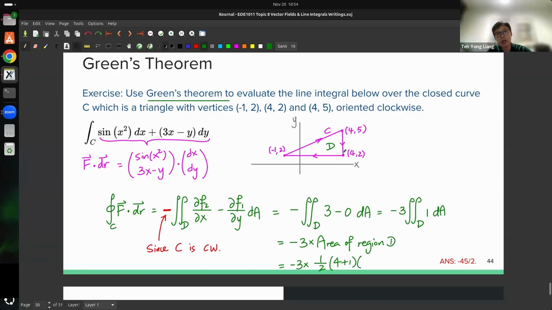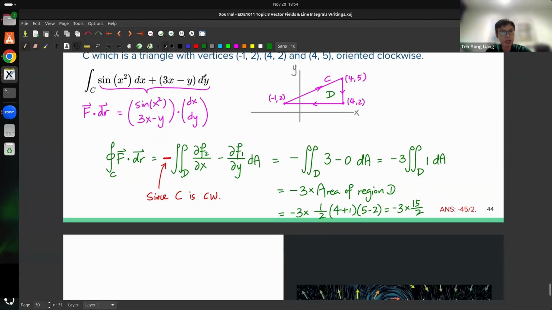So the height must be what? The height must be 5 minus 2. Okay, so therefore it's minus 3 multiplied by half times 5 times 3. So it's actually 15 over 2. Okay, so the answer is just minus 45 over 2.